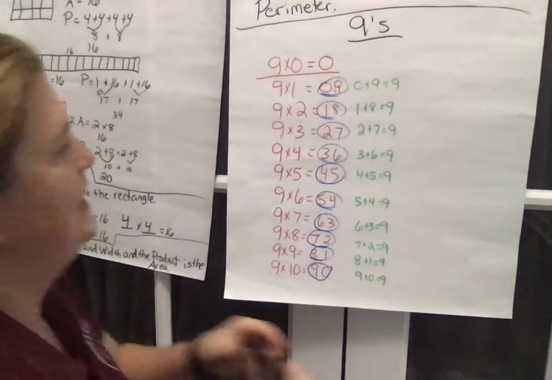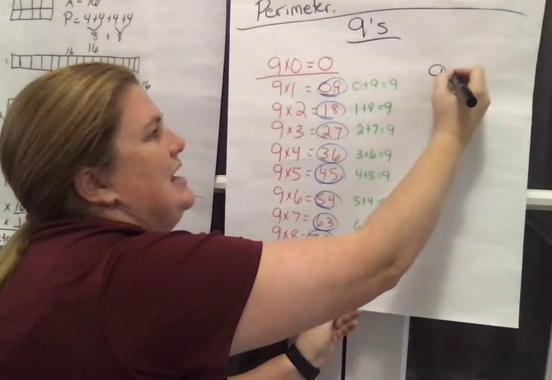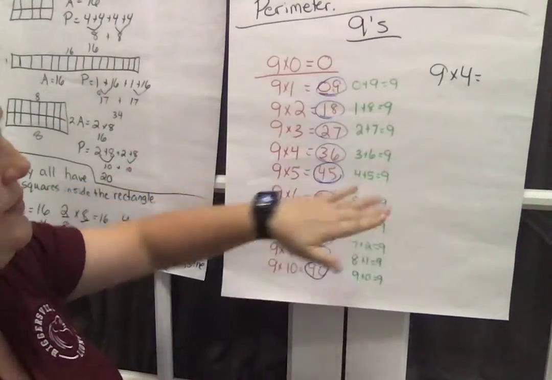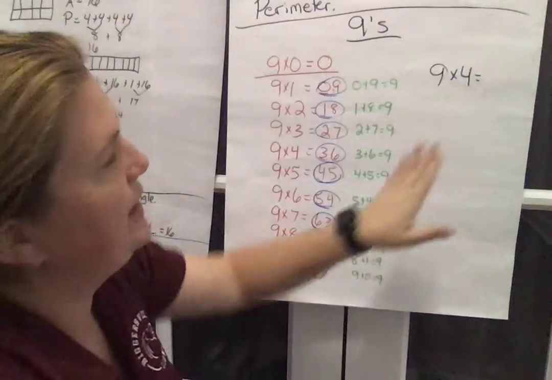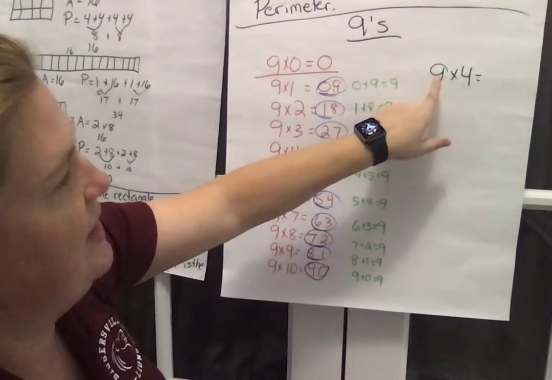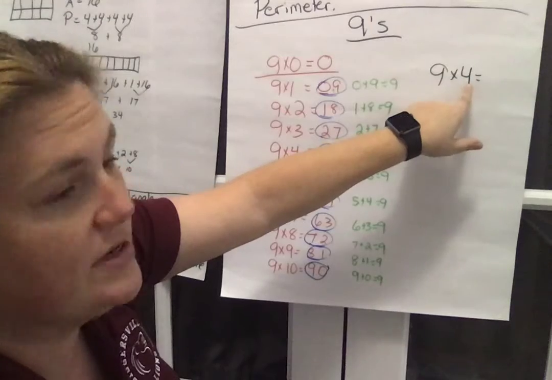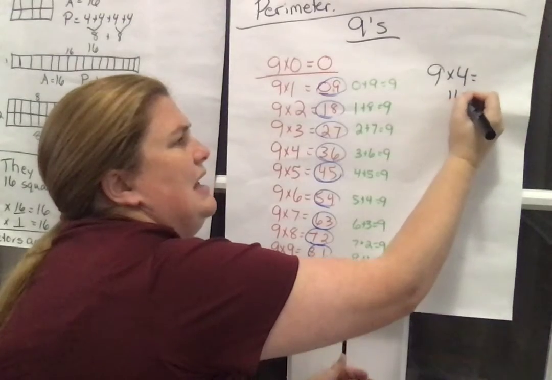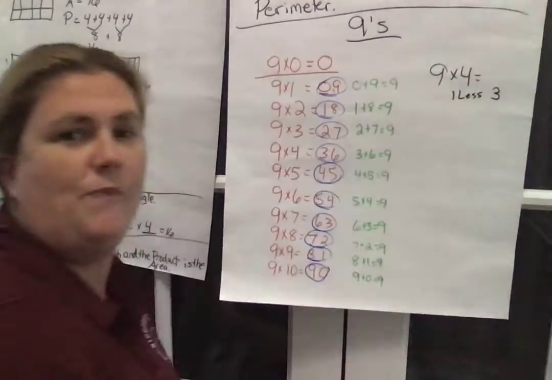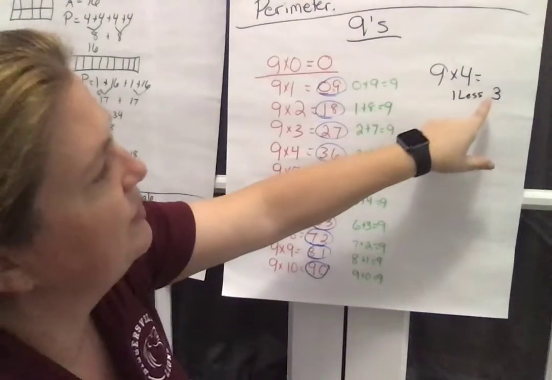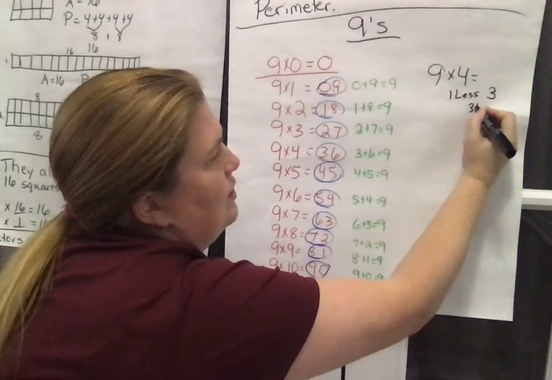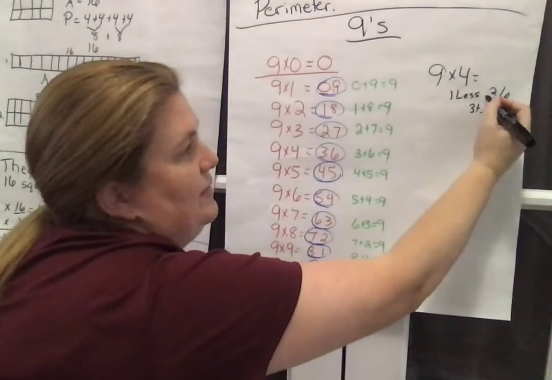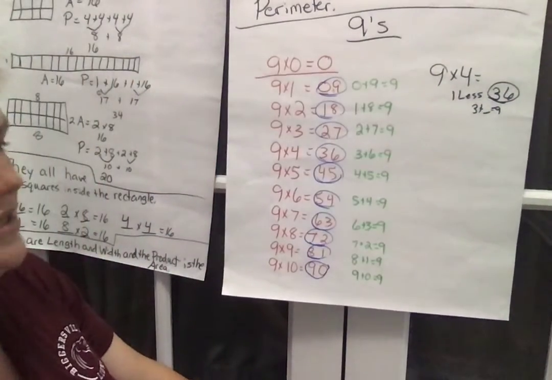Another trick, if I'm doing 9 times 4, I can use this adding up to help me. So the rule is you take one less than your other factor. So if I'm doing 9 times 4, 4 is my other factor. 1 less than 4 is 3. And then I'm going to ask myself, okay, 3 plus what would give me 9? Well, I know 3 plus 6 will give me 9, so the answer to 9 times 4 is 36.